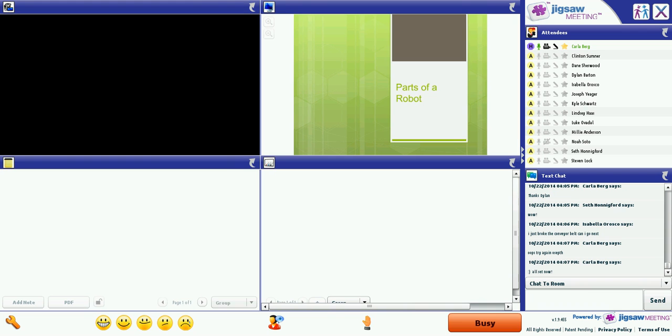Very nice. Joseph built the hammer, which certainly can be used in robots or by robots. Great job. Thank you, Joseph. Kyle, we'll give Isabella a couple more minutes to fix hers. Kyle, raise your hand if you would like to share yours. All right. Go right ahead, Kyle.